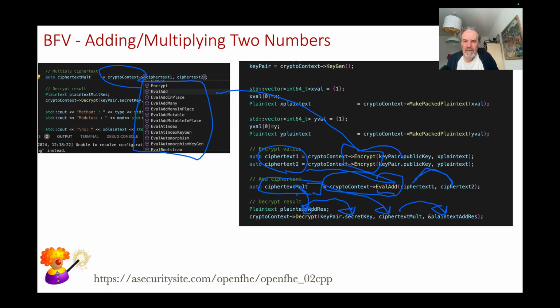If you think about it, what we're really doing here is encrypting our data. We're converting our values, our integers in this case, into polynomials. We then encrypt these polynomial values with the public key. We then perform our operation on the ciphertext, and then we decrypt with the private key here.